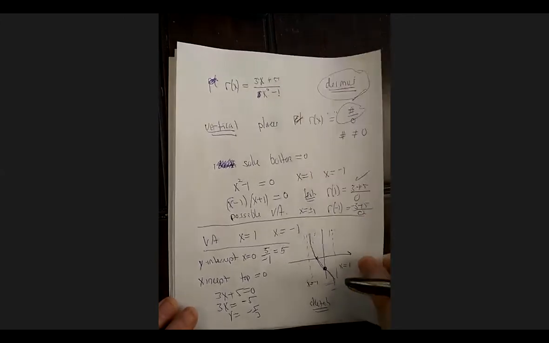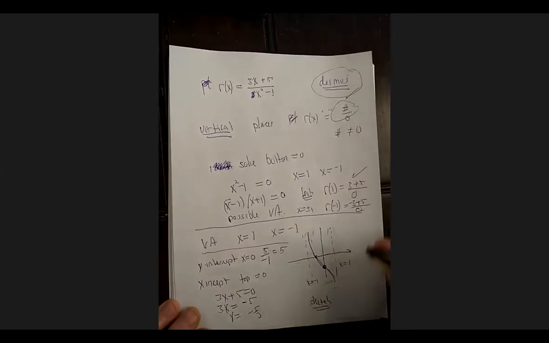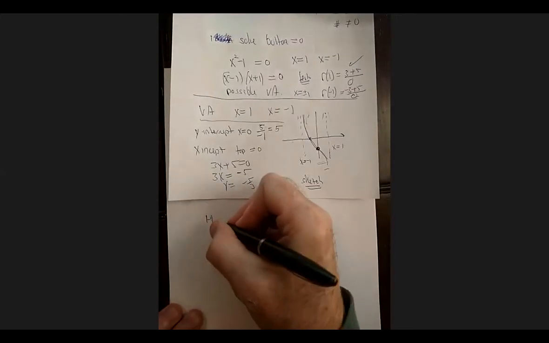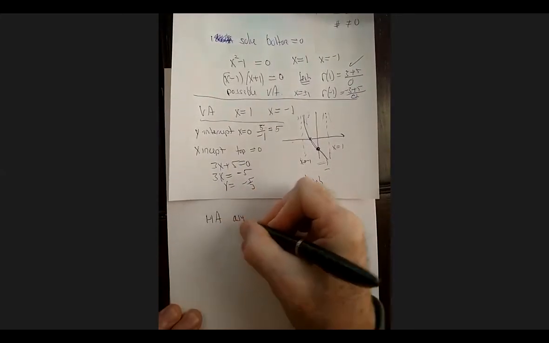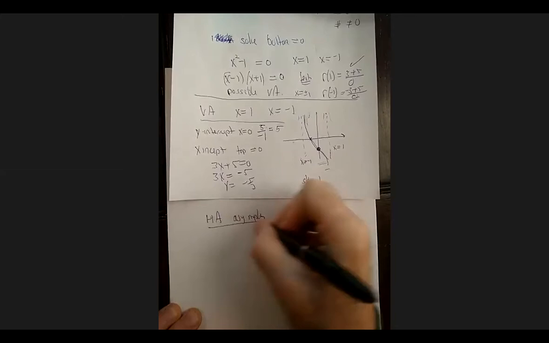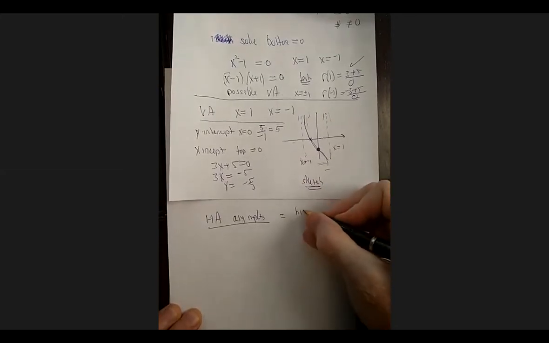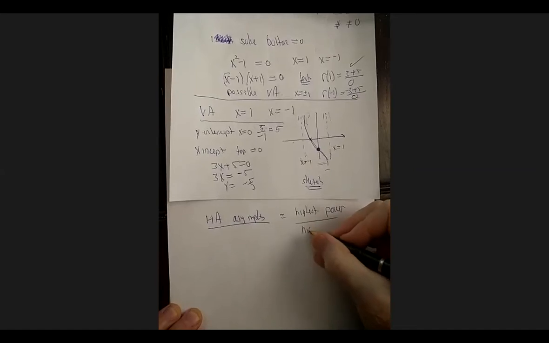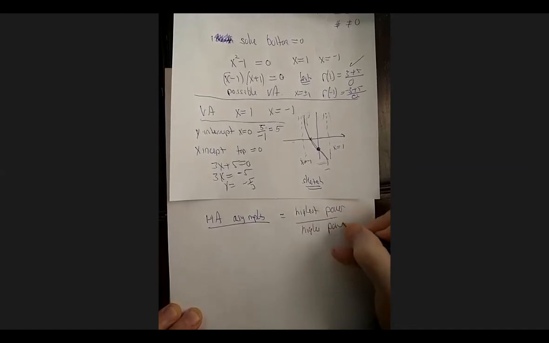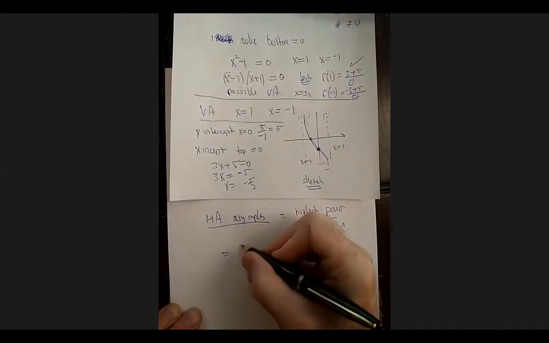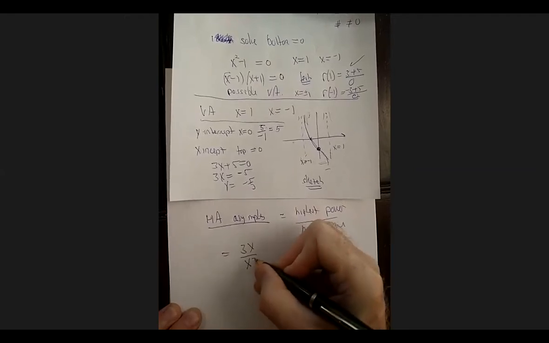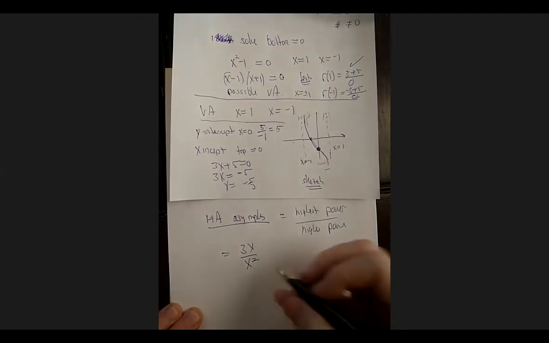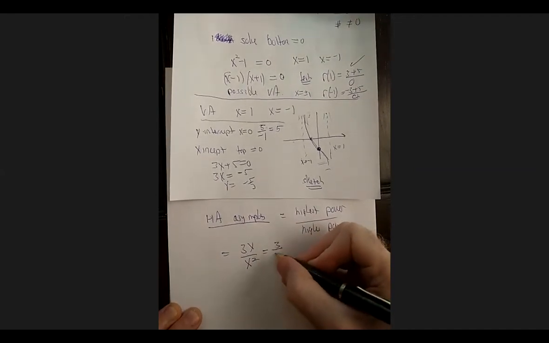Now I have to figure out the horizontal asymptotes. To do that, I look at the highest power on top and the highest power on the bottom. I see that the highest on top is going to be 3x, and the highest on the bottom is x squared. And so that simplifies to 3 over x.